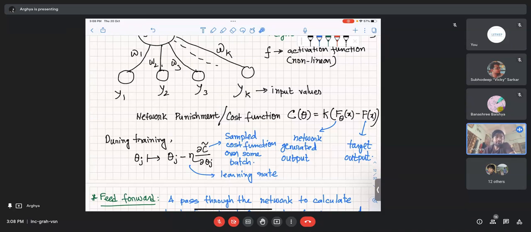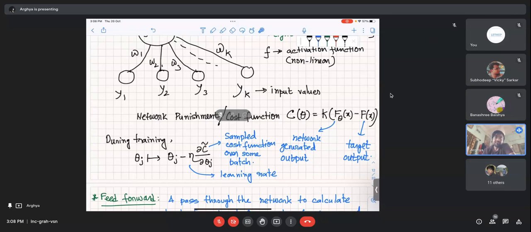while training, you have to punish the network in some sense, or you have to say that whatever output you are producing, there is a cost associated with it, and that is something called the cost function. This cost function is some function, it can be anything, of the network generated output minus the target output. Last time we discussed a cost function which we would normally use, which is the mean square difference between the network generated output and the target output that you have.